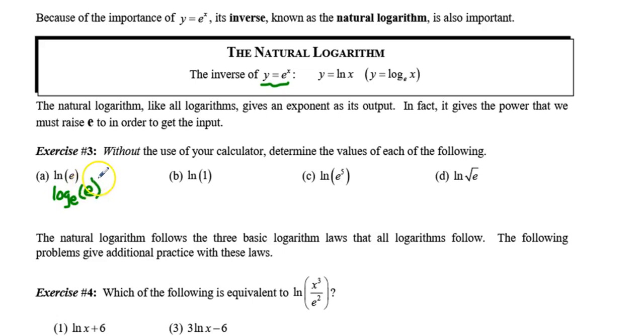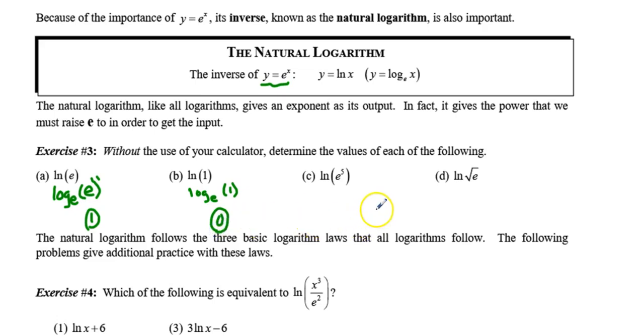Put it out here. This is saying, what exponent do you raise e to get e to the 1? Of course, that would just be a 1. And this one, natural log of 1, is the same as log base e of 1. So this is saying, okay, what exponent do I raise e to get a 1? And there's one exponent that you raise anything to get a 1. Of course, that's 0.